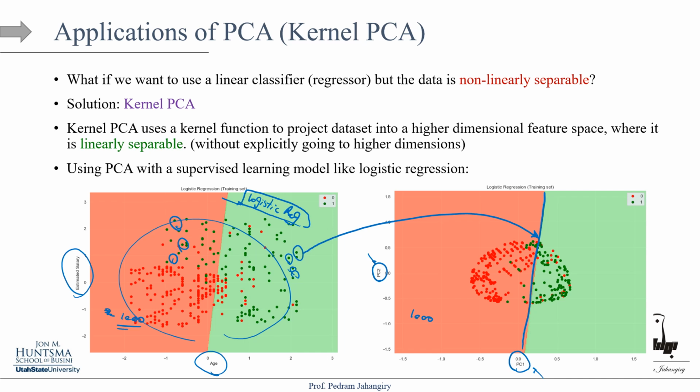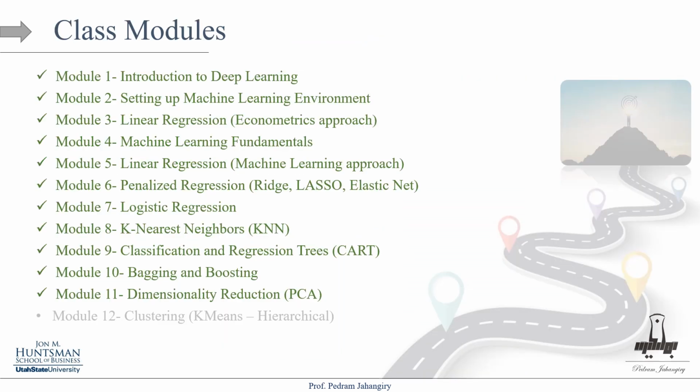So this is another application of kernel PCA that I'm going to go ahead and replicate in Python next time. All right, that concludes our module number 11, dimensionality reduction using principal component analysis.